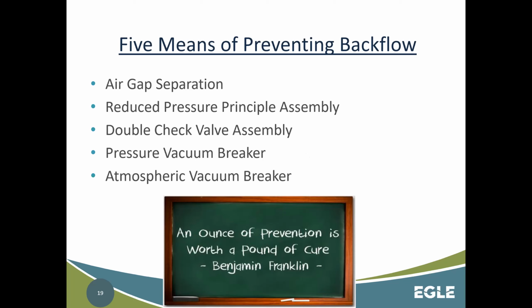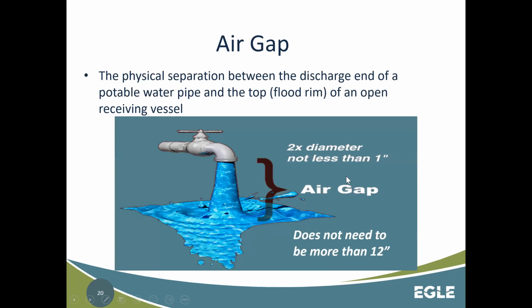There's air gap separation, the reduced pressure principal assembly, what we call an RPZ, which is what I'm going to be calling it from now on, double check valve assembly, pressure vacuum breaker, and atmospheric vacuum breaker. All right. So the very first thing we're going to talk about is an air gap. So an air gap is exactly what it sounds like.